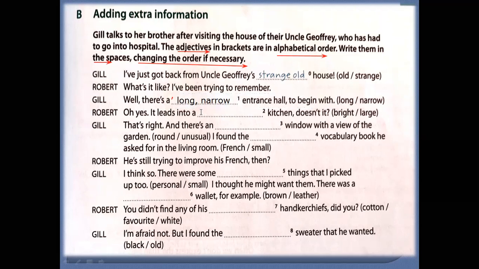So next one, Muhammad, try it. He says, oh yes, it leads into the kitchen, doesn't it? Bright, large, or large, bright. How are you going to put these adjectives in order? Bright, large. Do you think it's correct, then, Sophie? Large, bright. But why? Large is about the size. Bright is, what is it?